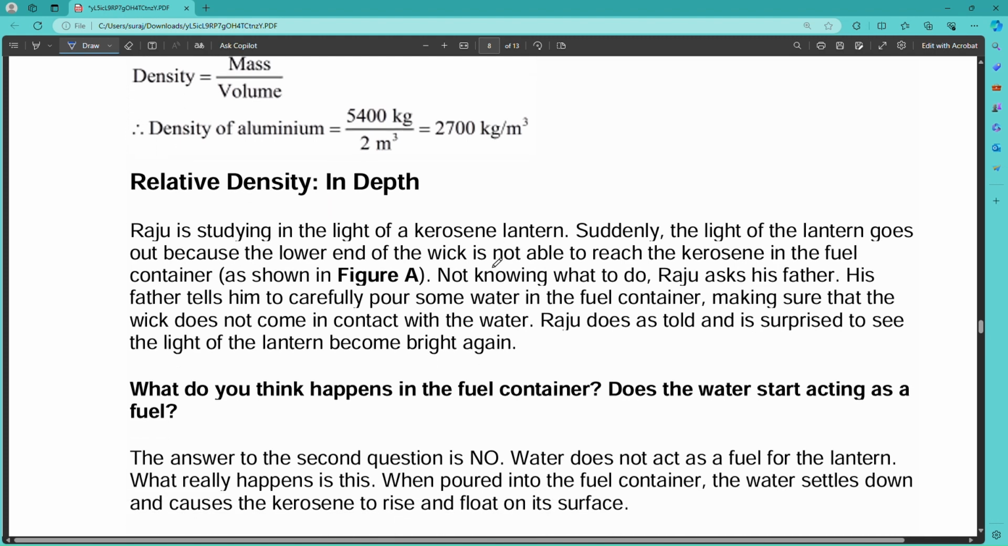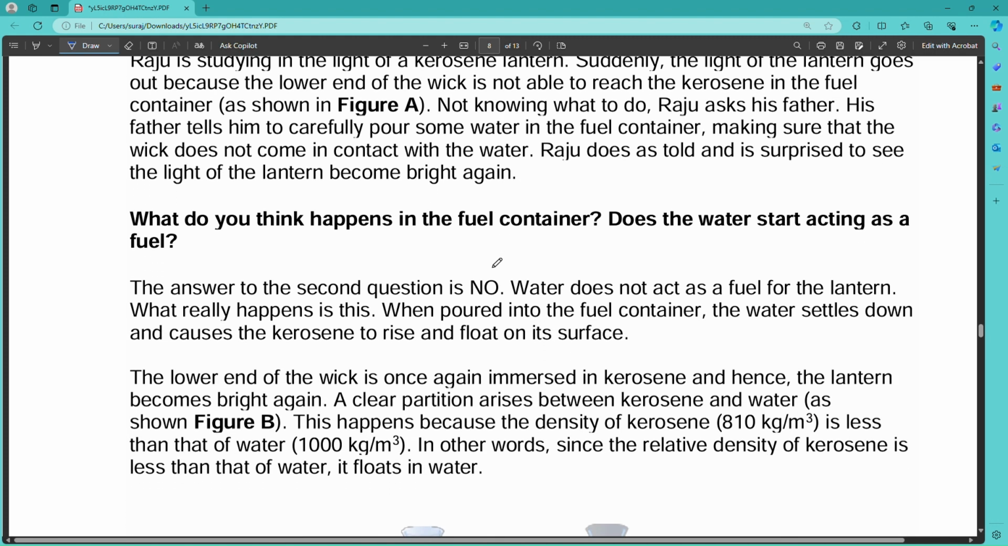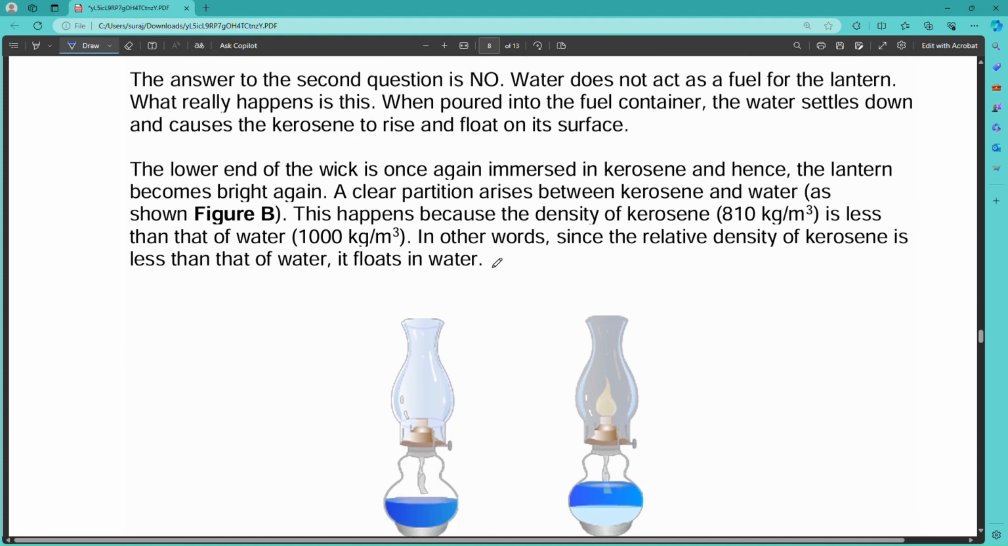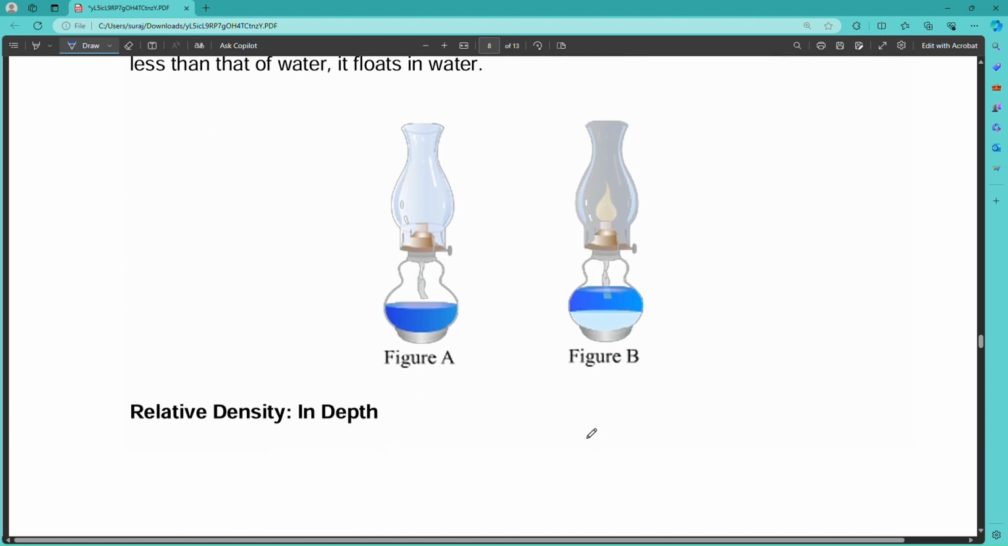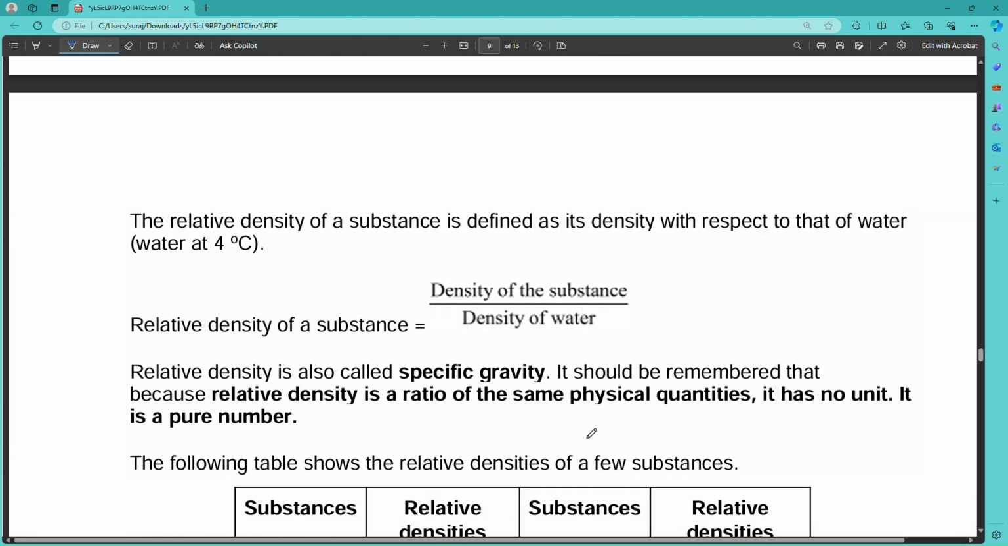Relative density in depth. So we have a container. You can see there is an example: there is a flame but the kerosene level is low. How do you make the flame burn? Simply, you can put water inside it, so the kerosene level will rise because it floats on water, and the flame will burn. So this is an example of relative density also.